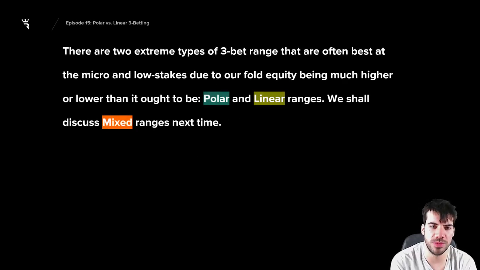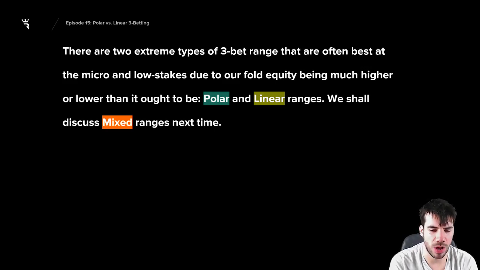So there are two extreme types of 3-bet range that are often best at the micro and low stakes, and this is due to our fold equity at these stakes usually being much higher or much lower than it ought to be. And these ranges are polar ranges. That's when fold equity is a lot higher than it should be, when our opponents are folding too much to 3-bets. And fully linear ranges, when our fold equity is lower than it should be and our opponents are not folding enough to 3-bets. We'll also discuss mixed ranges, but we're going to do that next time.